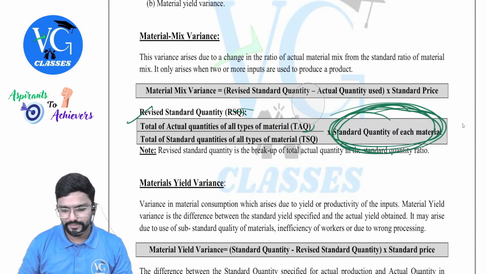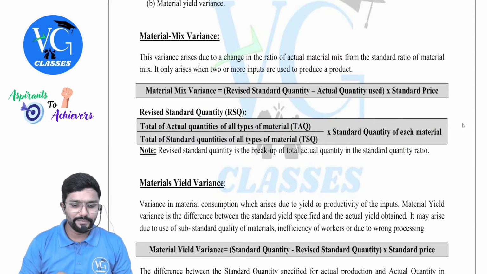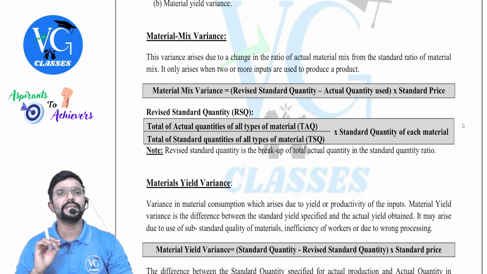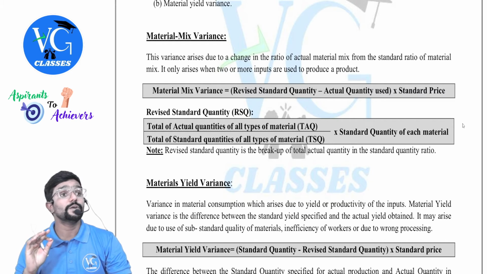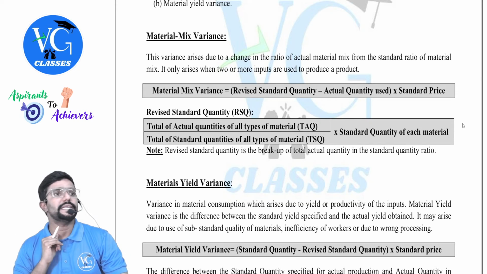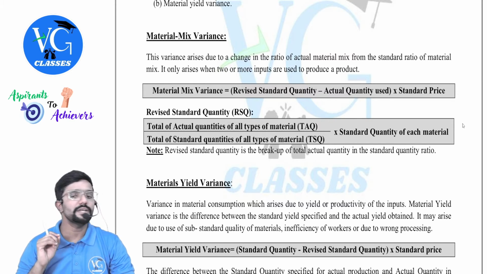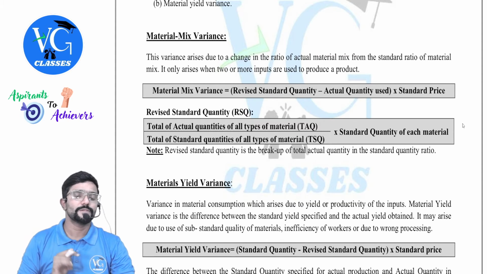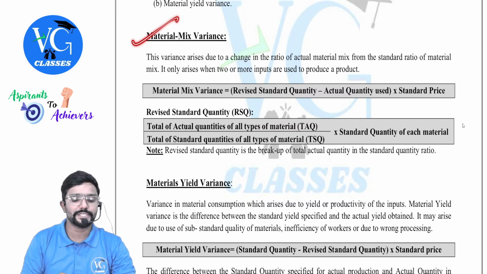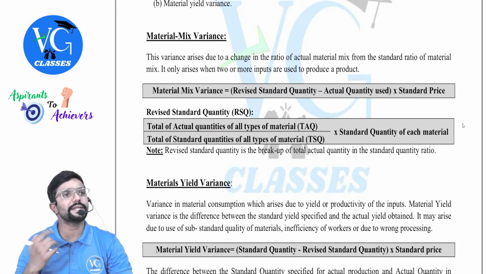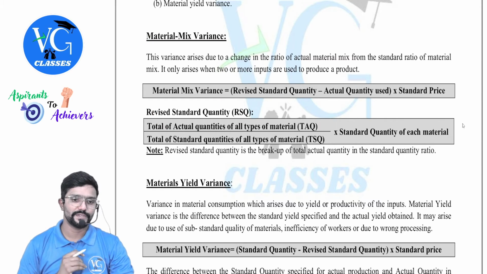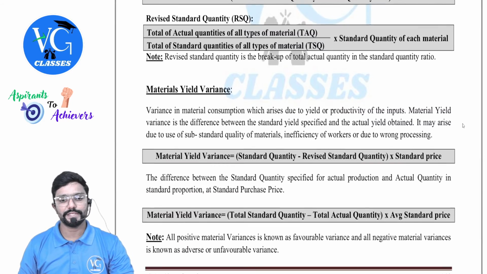Yes, sir, just a minute. Let me read that note. Read along with me. Revised standard quantity is the breakup of total actual quantity in standard quantity ratio. And for sure it will not be given in the question. We need to find it out. So before calculating the mix variance, we need to first find out RSQ and use that RSQ to calculate the material mix variance.